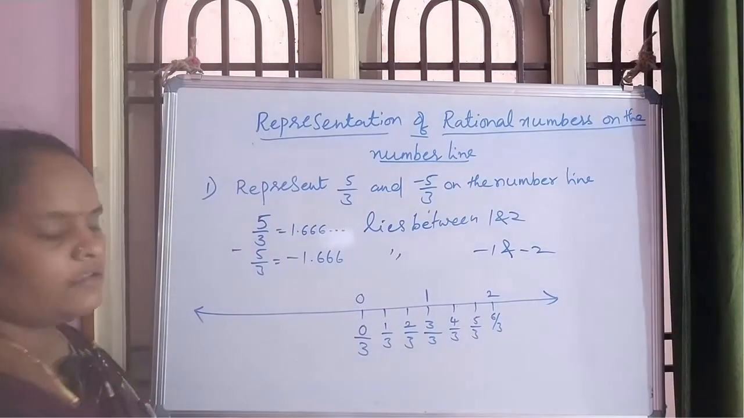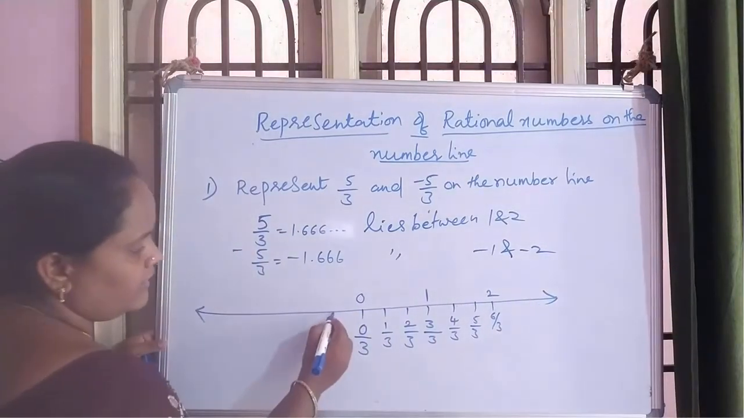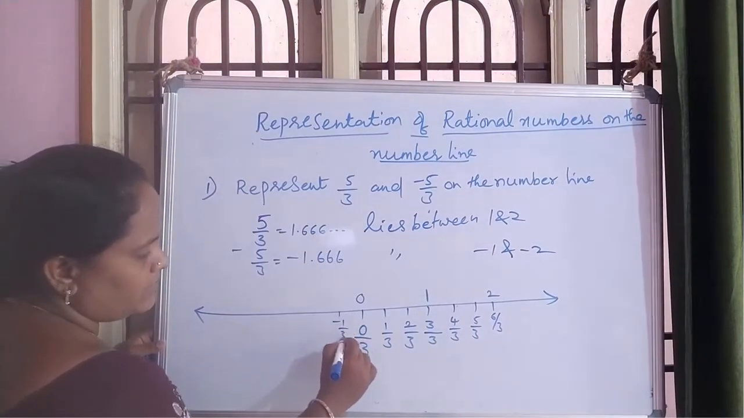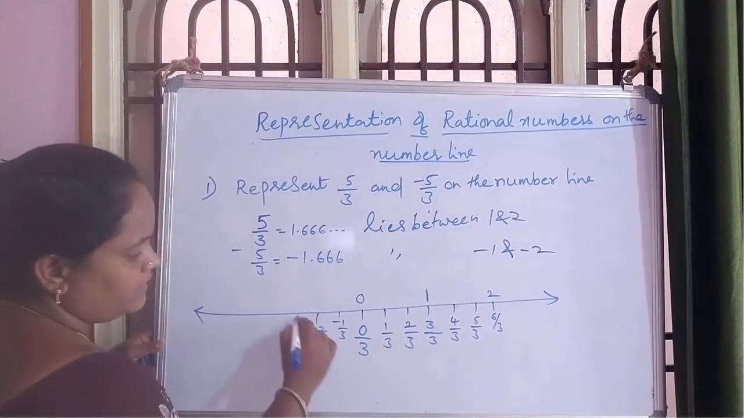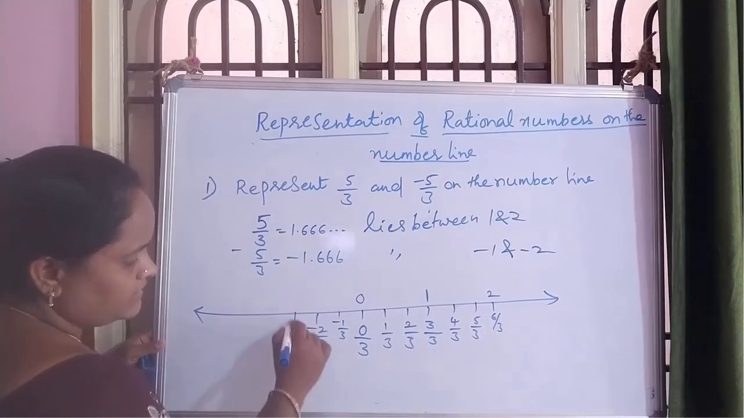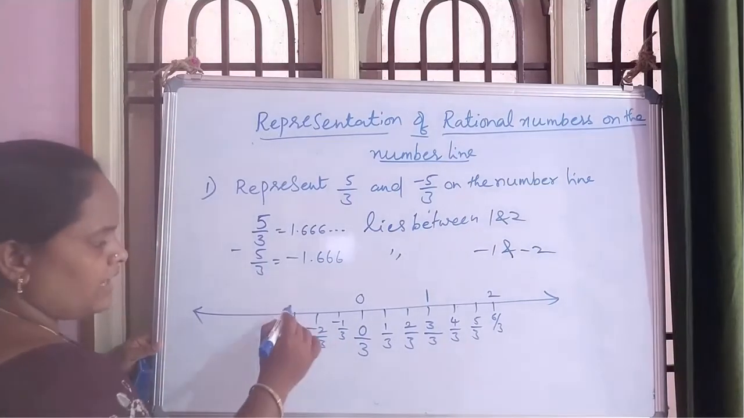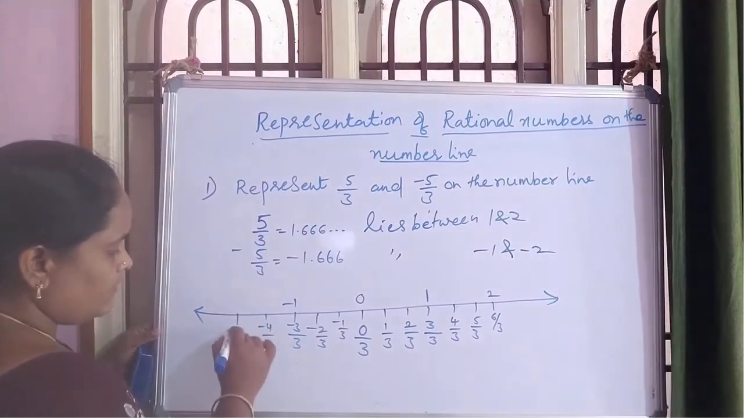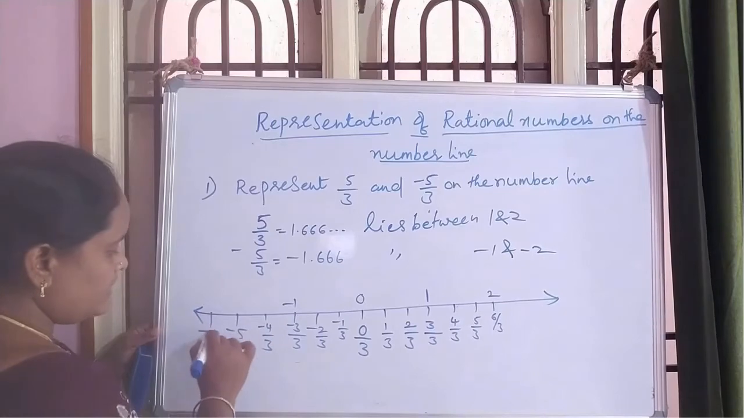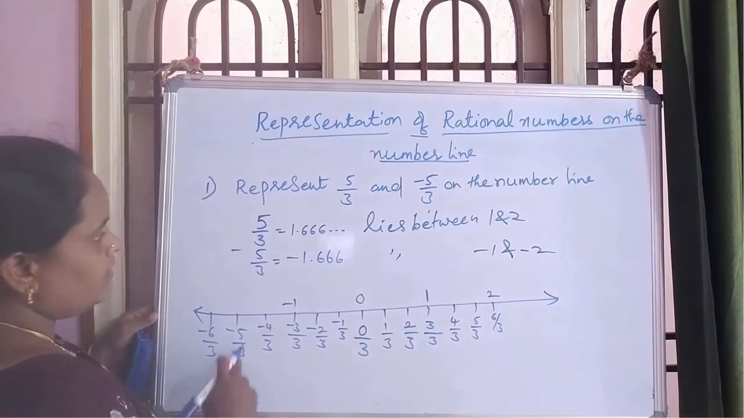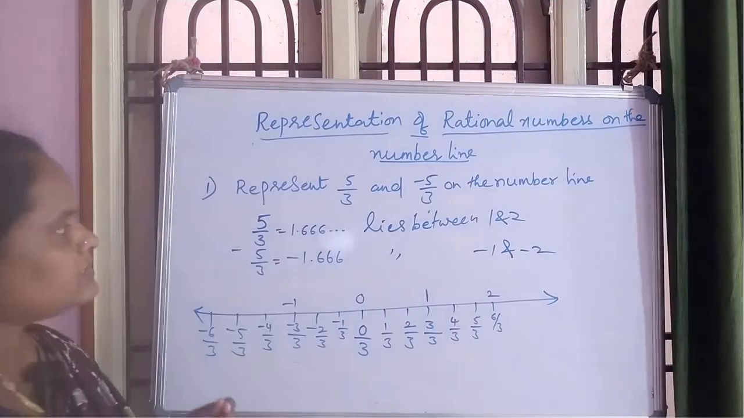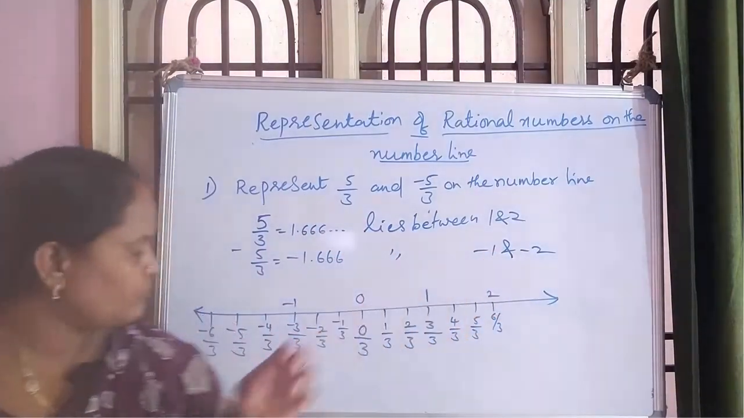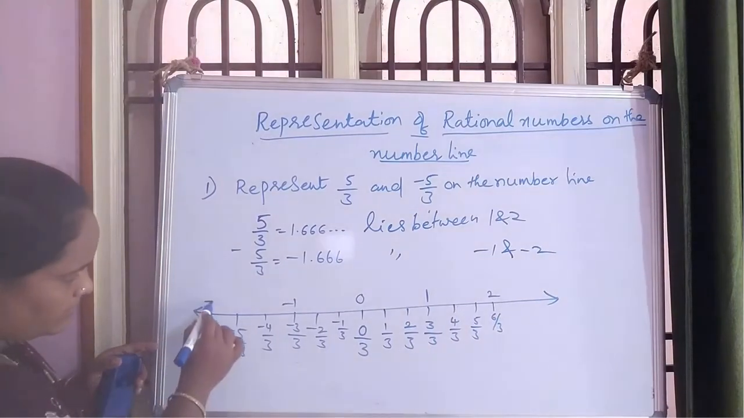In the same way, on the left side of 0, we can write 0 by 3. Next number is minus 1 by 3. Next number minus 2 by 3. Minus 3 by 3, minus 3 by 3 means 3 by 3 is 1, this is minus 1. Minus 4 by 3. Minus 5 by 3. Minus 6 by 3. So here 5 by 3 and minus 5 by 3 lie between 0, 1 and 2 and minus 1 and minus 2. So minus 6 by 3 means minus 2.